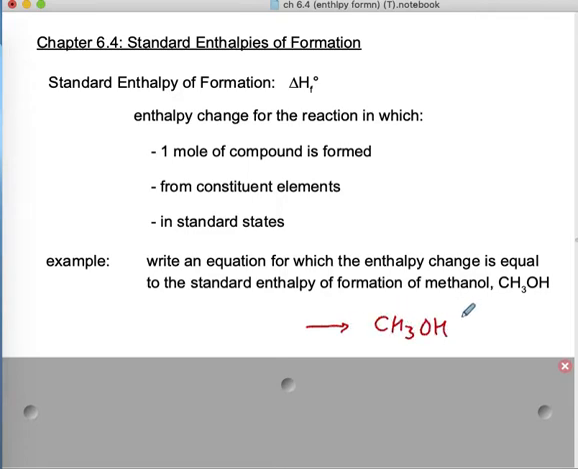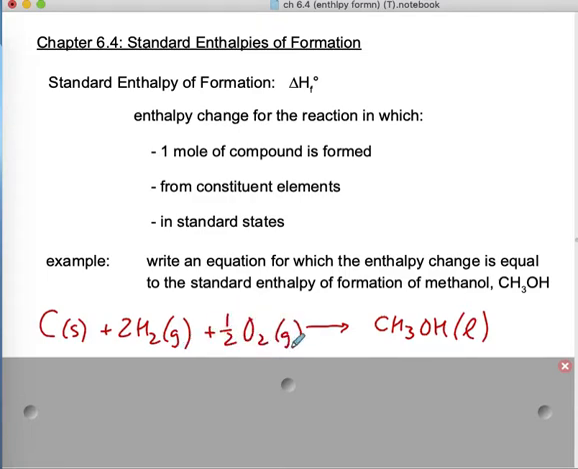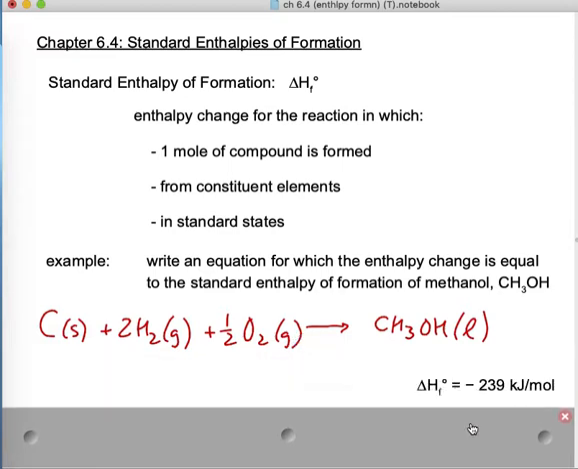CH3OH liquid. And on the reactant side, I'm going to list all of the elements that make it up in a balanced form. So I'll have 1 mole of carbon, graphite, it turns out, is the standard state of carbon, plus 2 moles of hydrogen gas, because under standard conditions, hydrogen as a diatomic molecule exists as a gas, plus half a mole of O2 gas. Okay? And the value of the standard enthalpy change of methanol is negative 239 kilojoules per mole.